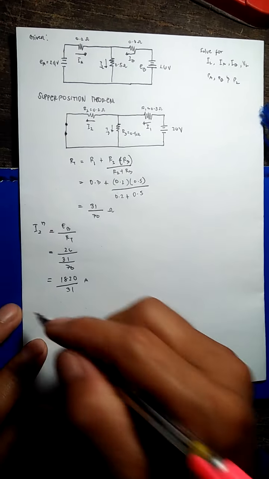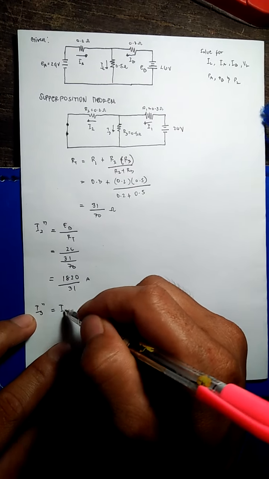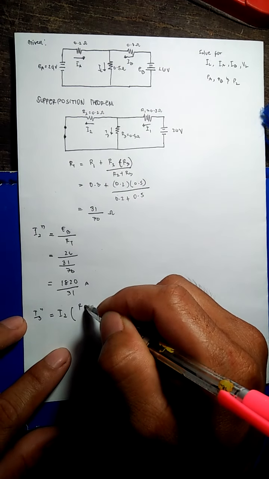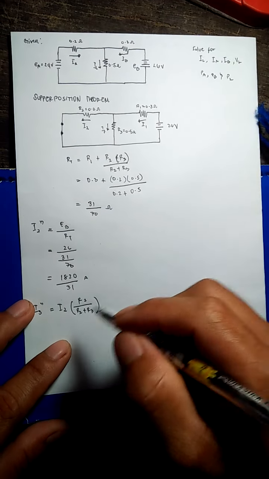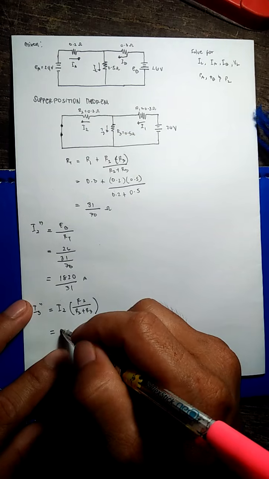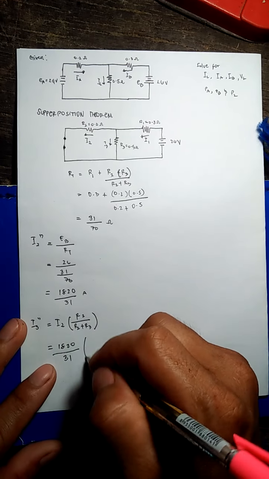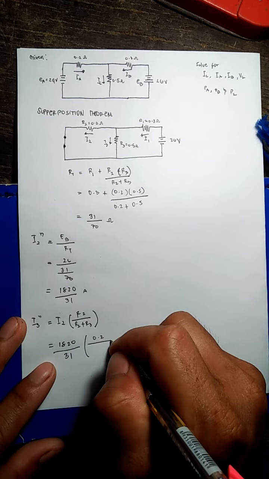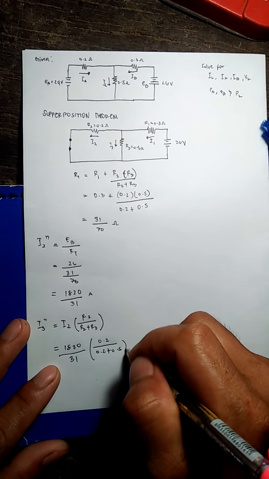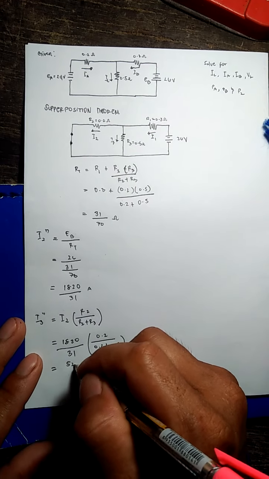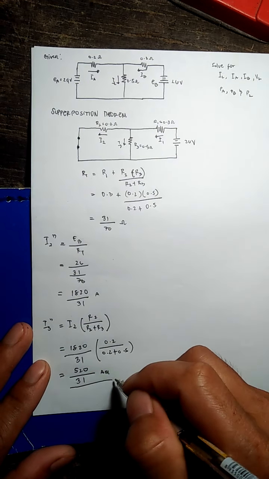Next is partial I3. I3 is equal to I2 times R2 over R2 plus R3. Substitute 1820 over 31 multiplied by 0.2 over 0.2 plus our R3, 0.5. It will answer 520 over 31 ampere, partial.